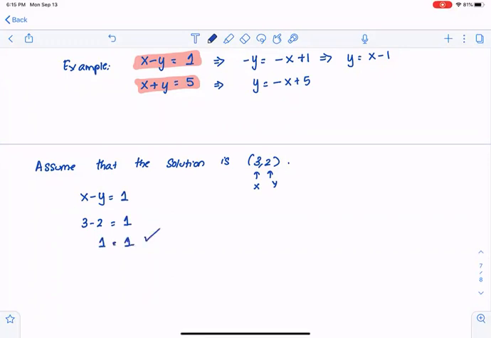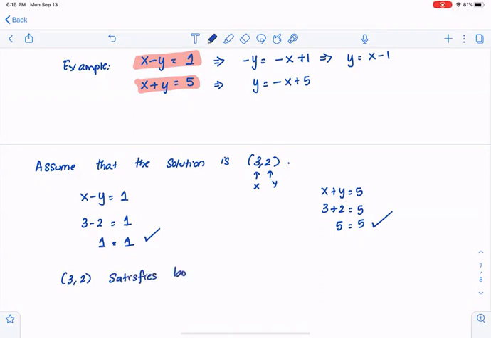It checks out. Going to go and plug 3, 2 in the second equation. X plus y equals 5. 3 plus 2 equals 5. Left-hand side is 5. Right-hand side is 5. It works out. So 3, 2 satisfies both equations, which would simply imply that 3, 2 is the solution.